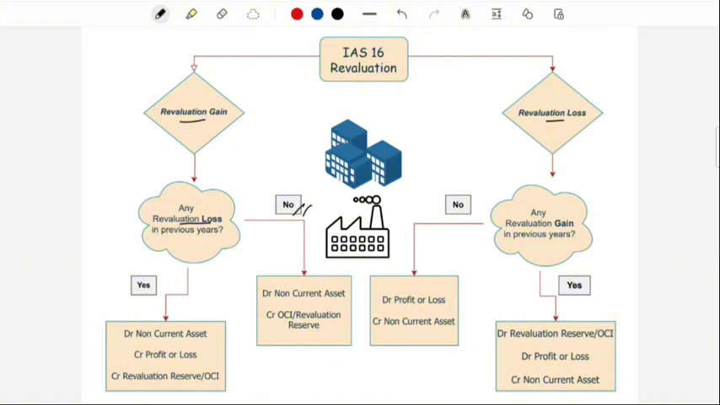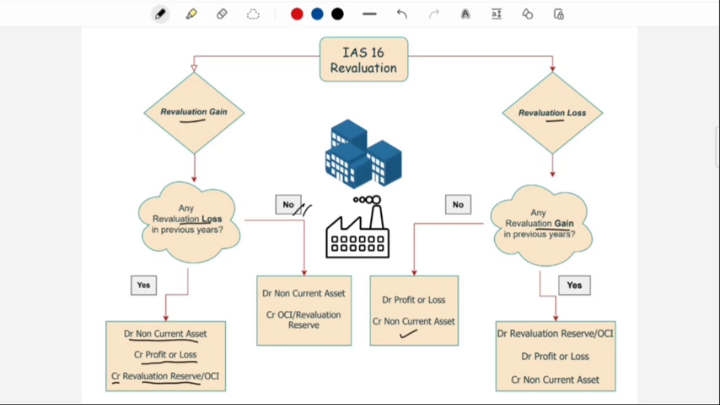All right. But if we had any revaluation loss in the previous years, you will pass the journal entry to credit the profit or loss with the amount of the loss which you incurred in the previous period, and then as normal you will credit the revaluation reserve and you will debit the non-current asset. Very similar, if you had a revaluation loss, you will ask yourself if we had a revaluation gain in previous years. If the answer is no, then you will simply debit profit or loss and credit the non-current asset to reflect the current revaluation loss.